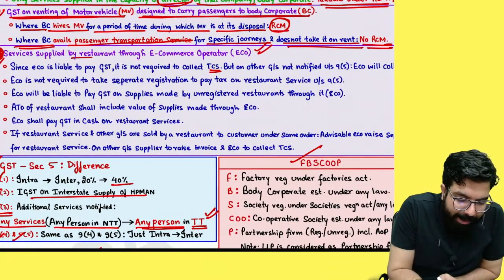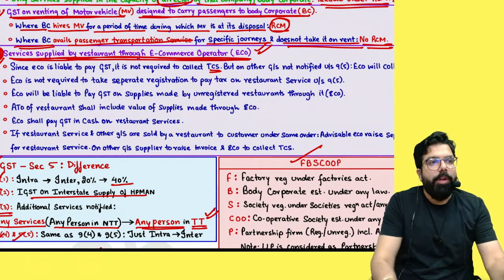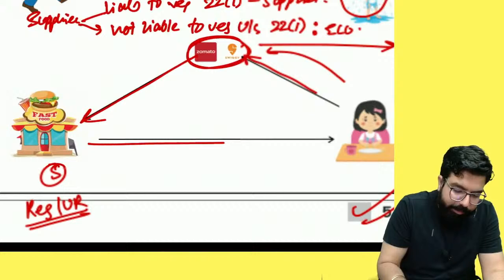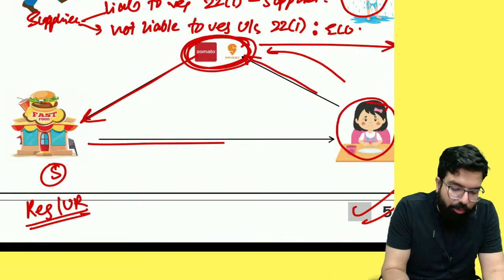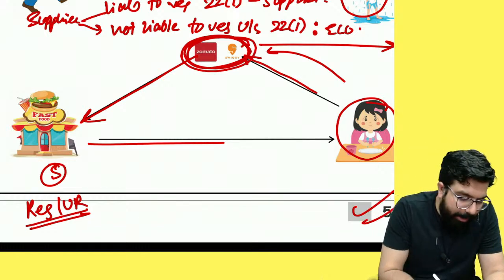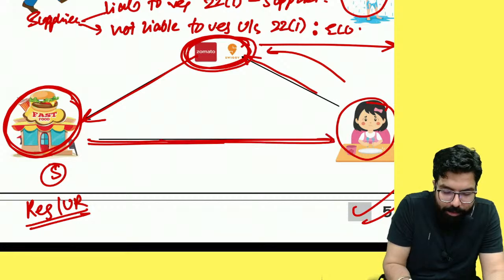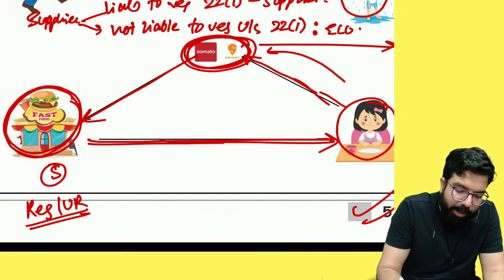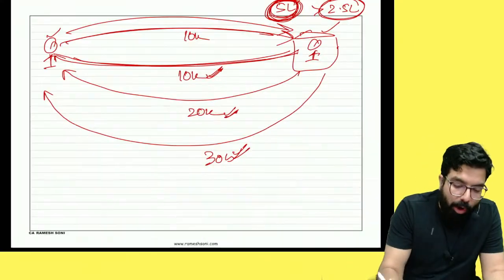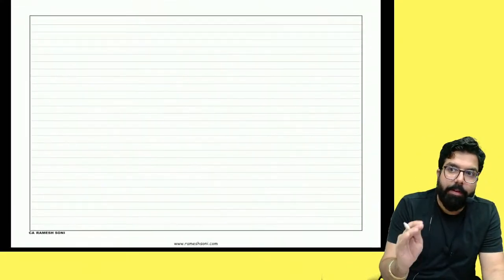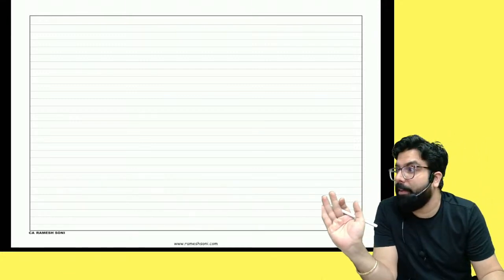Services supplied by restaurant through e-commerce. Do you remember this? Supposing one person went to Zomato or Swiggy, and Zomato or Swiggy directed it to whom? The restaurant. The restaurant supplied the food. Relating to this, a lot of questions were asked. Government went ahead and clarified. People, tell me one thing. Which section do these services come under?